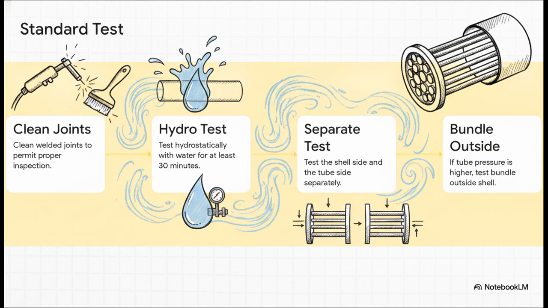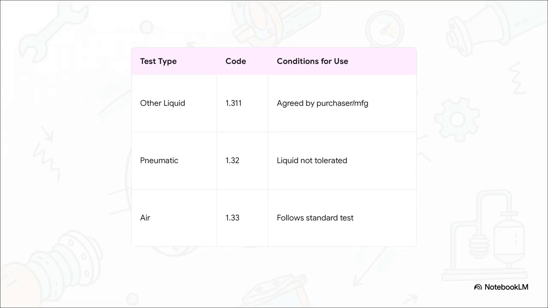This is to isolate any potential leaks right at the tube joints. Oh, and if the tube side design pressure happens to be higher than the shell side, the tube bundle actually has to be tested completely outside of the shell, assuming the physical construction even allows for that. But hey, what if water just isn't an option for your specific setup?